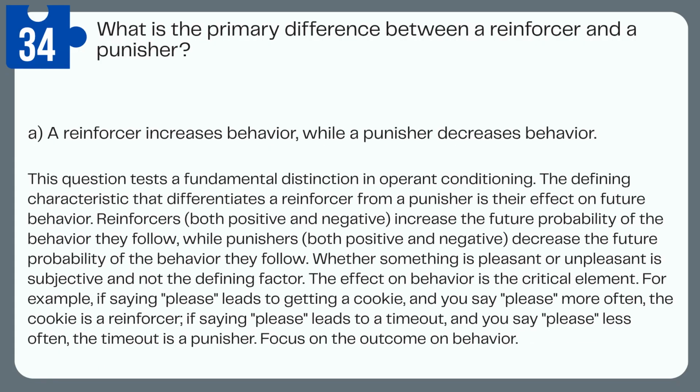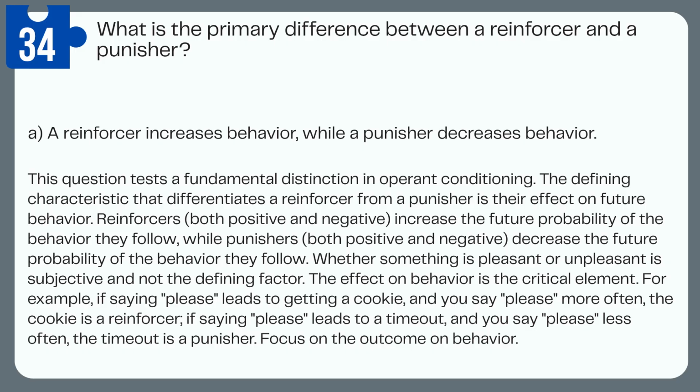Answer: A. A reinforcer increases behavior, while a punisher decreases behavior. This question tests a fundamental distinction in operant conditioning. The defining characteristic that differentiates a reinforcer from a punisher is their effect on future behavior. Reinforcers, both positive and negative, increase the future probability of the behavior they follow, while punishers, both positive and negative, decrease the future probability of the behavior they follow.